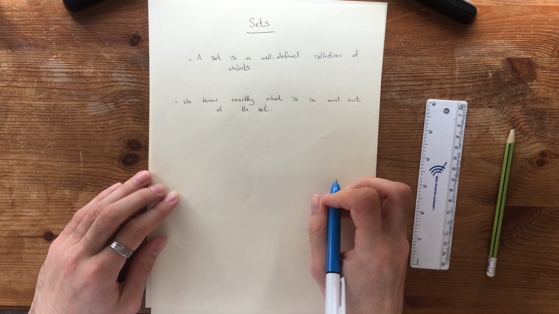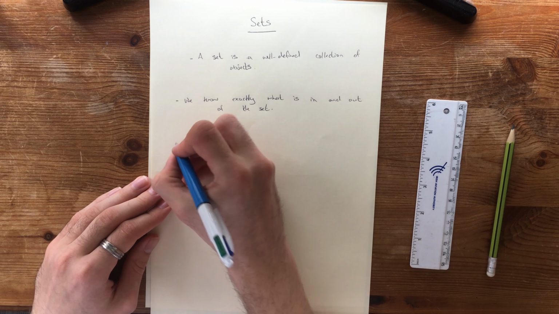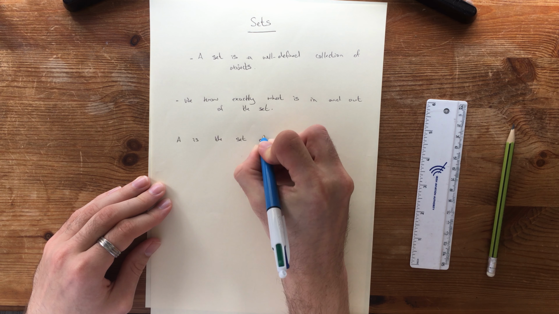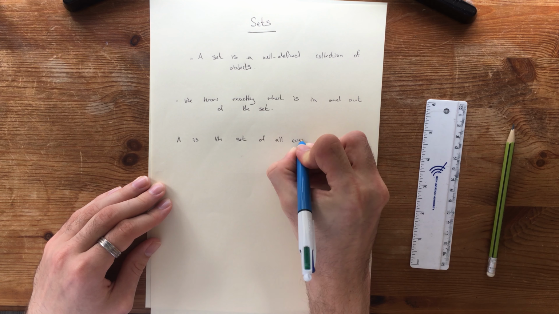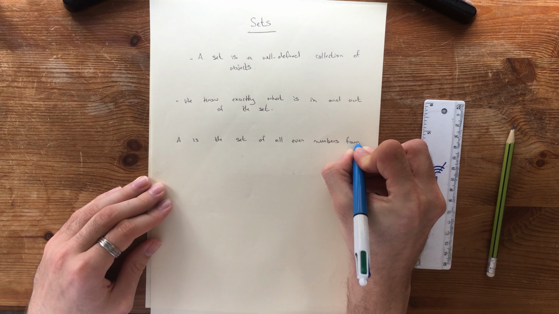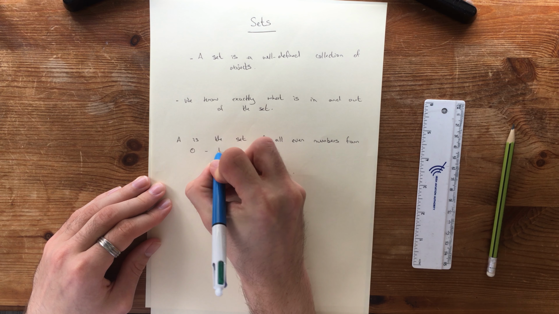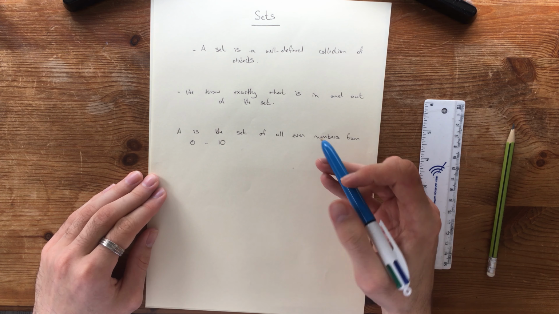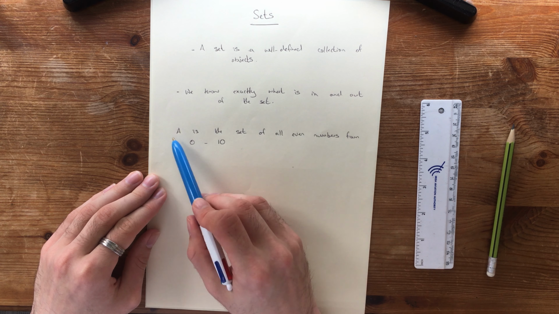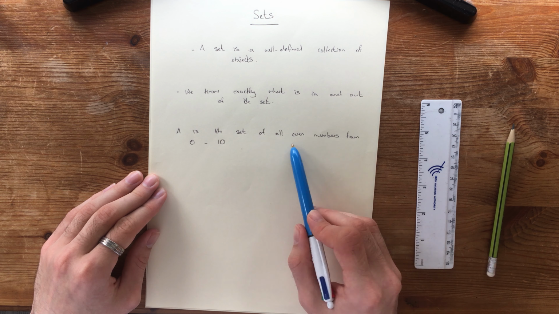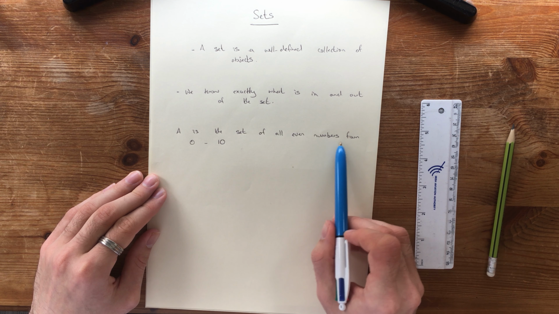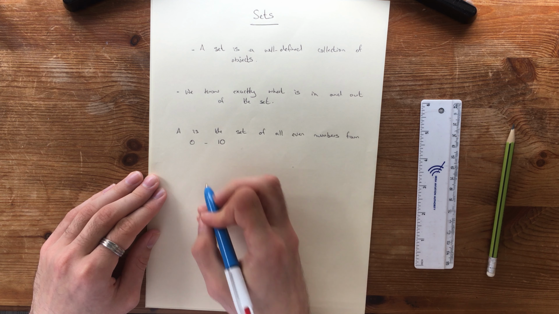So if I said to you, A is the set of all even numbers from 0 to 10. Is it a set? Well, is it a collection of objects first? Yes, that is a collection of objects. It's a set of all the even numbers. And is it well defined? Well, I've said it's all even numbers from 0 to 10.